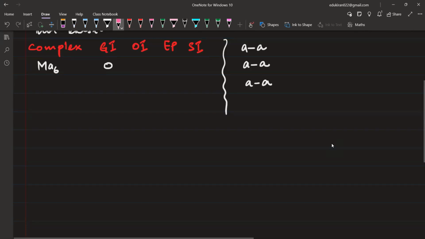Now, since two same ligands are opposite to each other, optical isomer will also be zero, enantiomeric pair will be zero, stereo isomer will be zero.